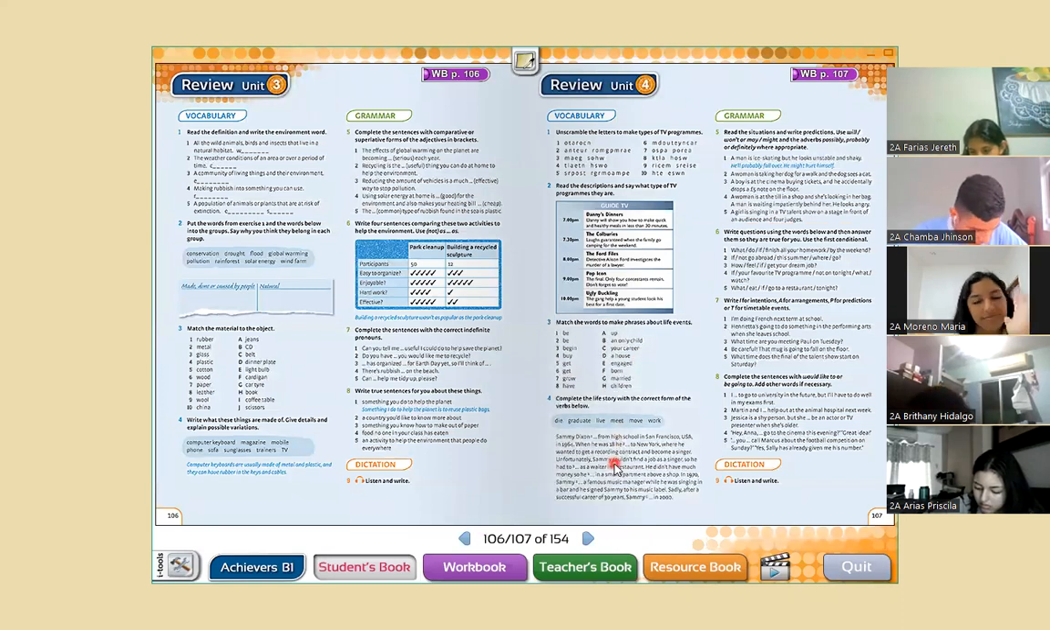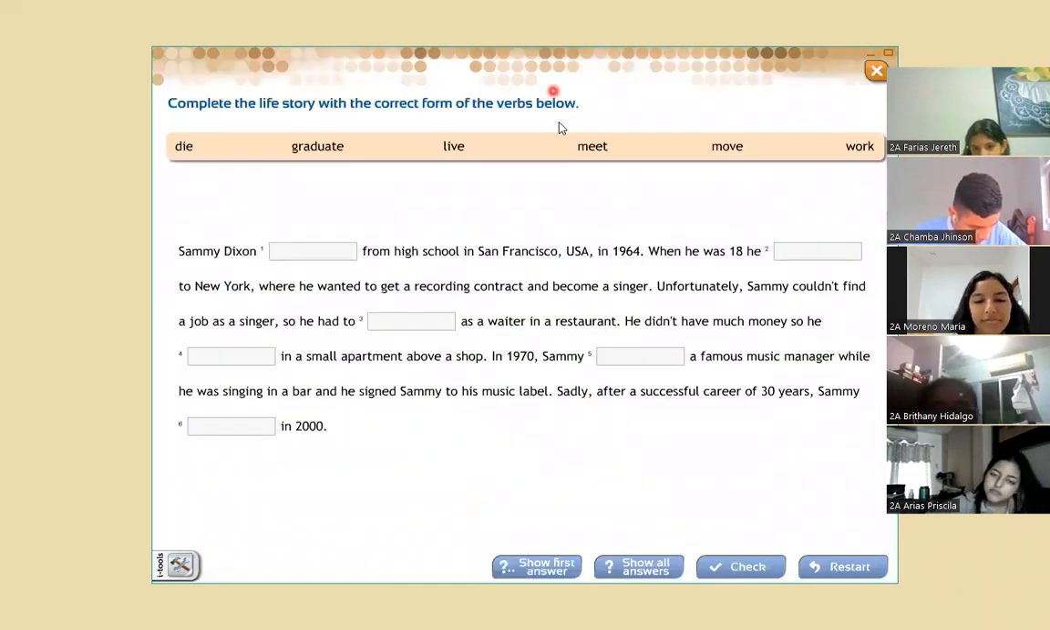And also we have the next part of the vocabulary. Here we're going to have some people talking about this. Okay, please, let me see. Elkin Mora, continue. Complete the life story with the correct form of the verbs below. Okay, that's right.